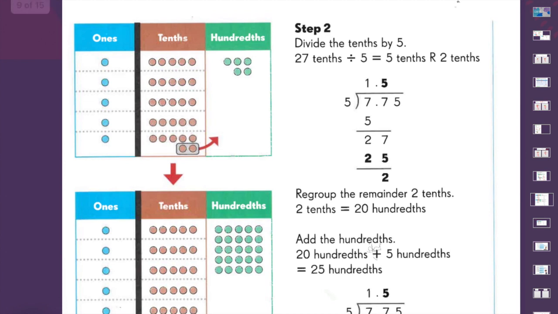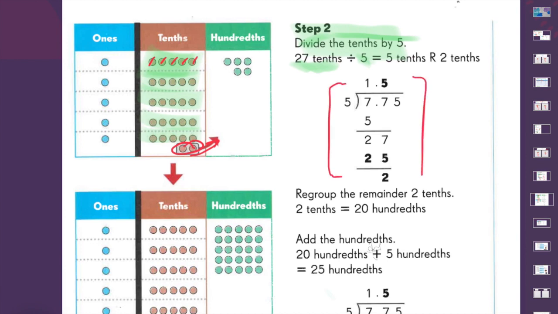So now step 2, we're going to divide the tenths place by 5. So we're going to divide 25 tenths into 5 equal groups. So here's our 5 groups, 1, 2, 3, 4, 5. And we can see that there are 1, 2, 3, 4, 5 in each group. But we still have these 2 tenths that were left over that can't be divided equally. So we're going to have to regroup those into the hundredths.